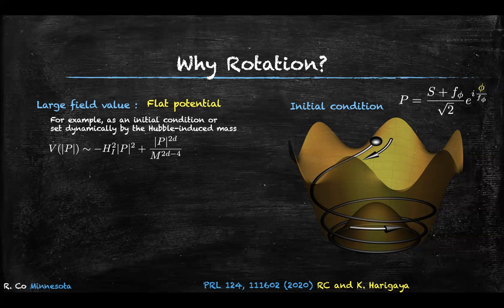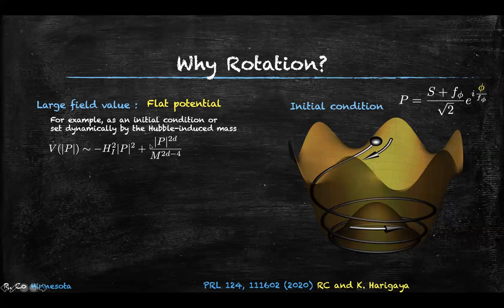That's one possibility. The other possibility is that this field may couple to the inflaton. In that case, it can obtain a potential with a Hubble-induced mass. This mass term is given by the Hubble scale during inflation, and it can be positive or negative. If it is negative, then the mass term is tachyonic, so the field will be driven to a very large field value, which is further stabilized by a higher dimensional operator.